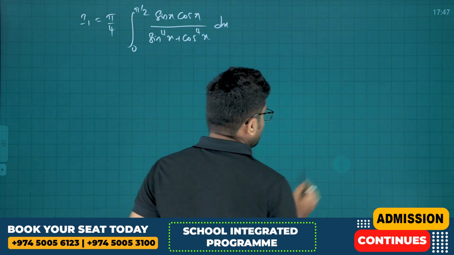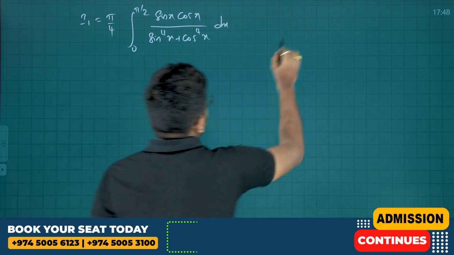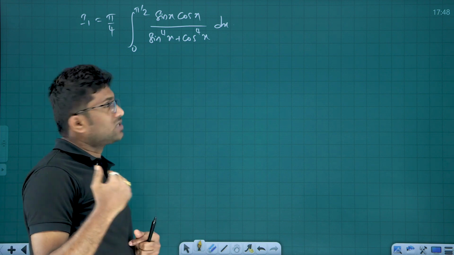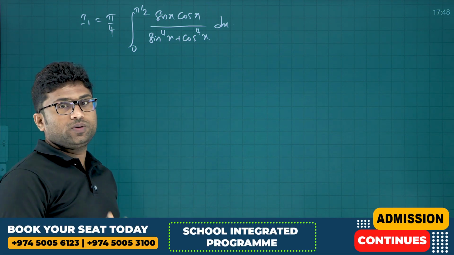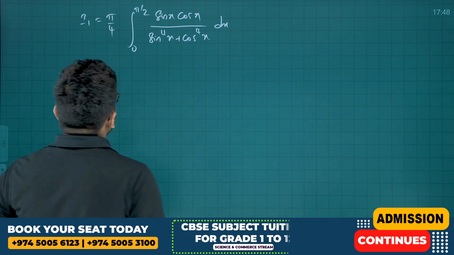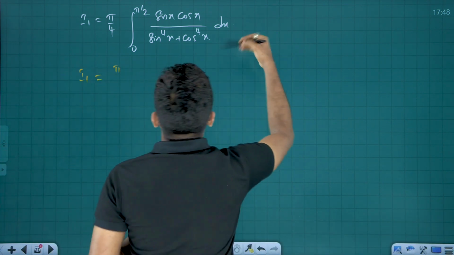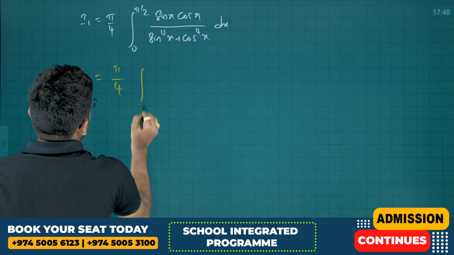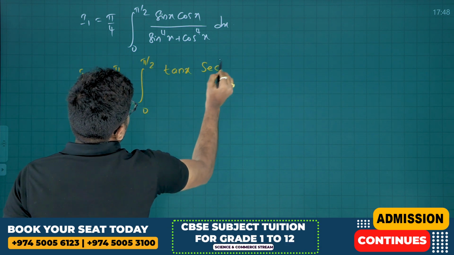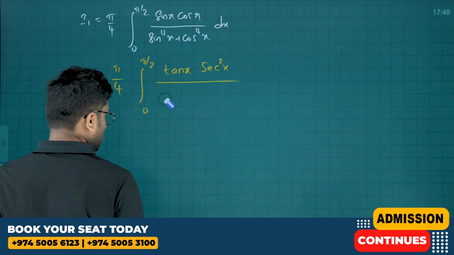We do one thing. What we do? Divide both numerator and denominator with cos power 4 x. When you divide both numerator and denominator with cos power 4 x, sin x divided by cos cube x we get. Cos cube x means sin x by cos x, tan x into secant square x. So I1 is equals to pi by 4 times integral 0 to pi by 2 tan x into secant square x divided by tan power 4 x plus 1.